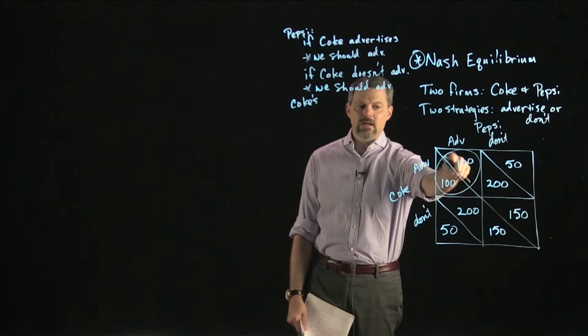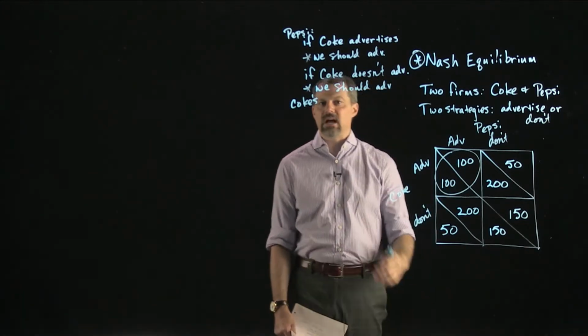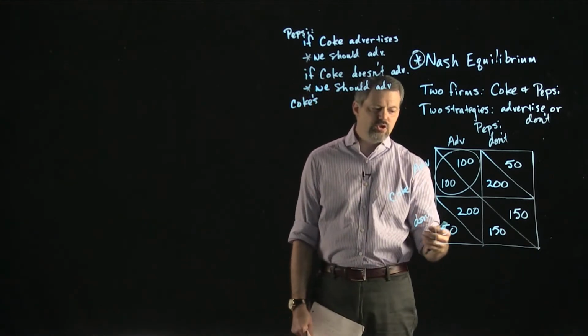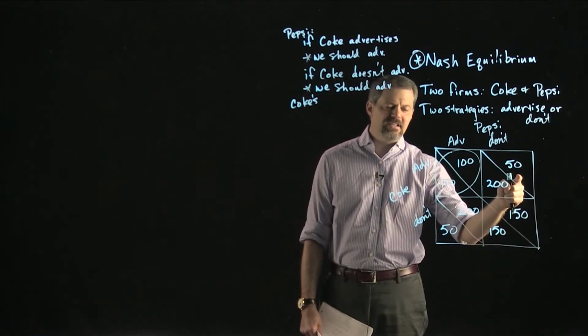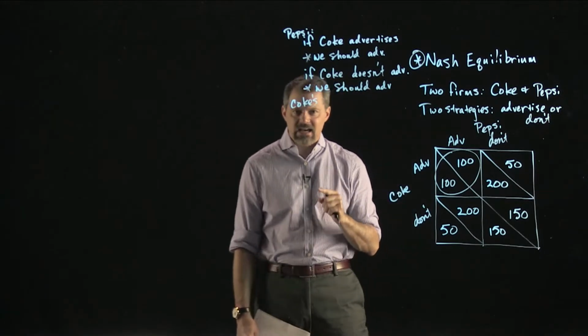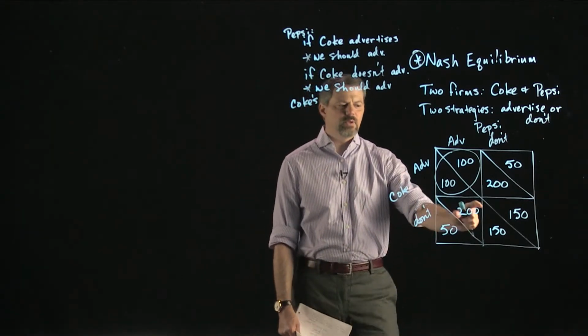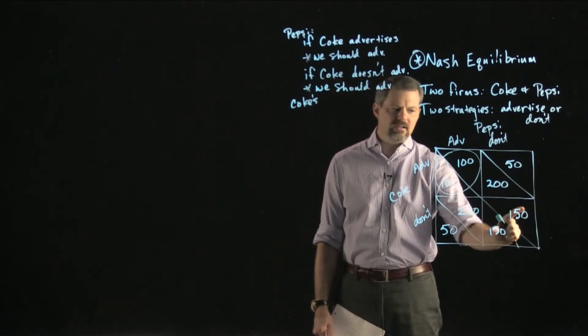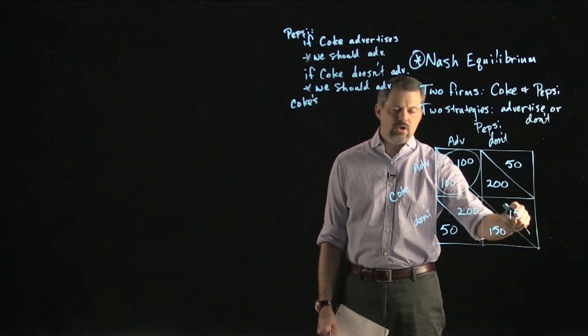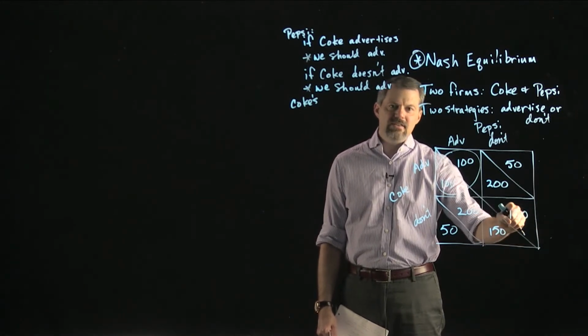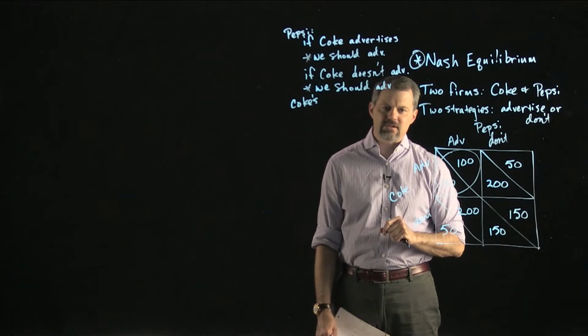So this outcome, of course, is a Nash equilibrium, and I would challenge you, what you should do is go ahead and verify that these other three outcomes are not Nash equilibria. If we were in that outcome right down here, where both of them had chosen not to advertise, then both of them would regret their strategy.